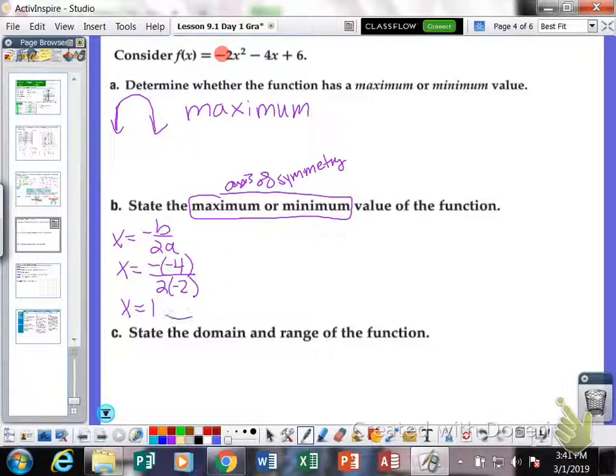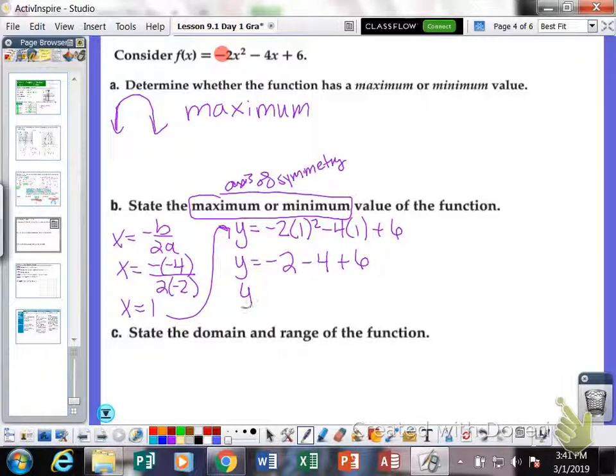Take that, substitute it back in, so now y equals -2 times 1 squared minus 4 times 1 plus 6. Y equals -2 minus 4 plus 6. Y equals 0. So this, state the maximum or minimum value, it's (1, 0). That's where the maximum, in this case, is located, at (1, 0).